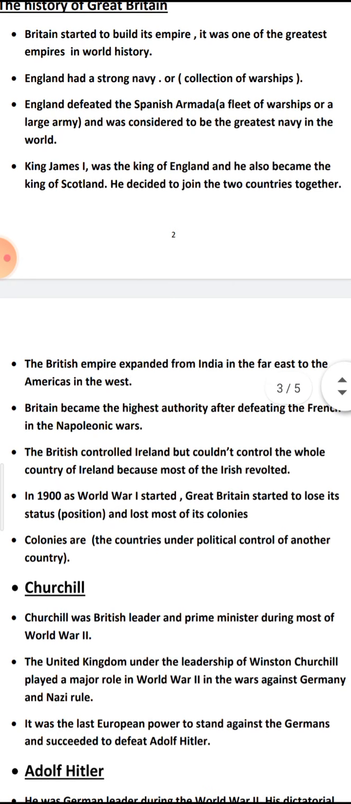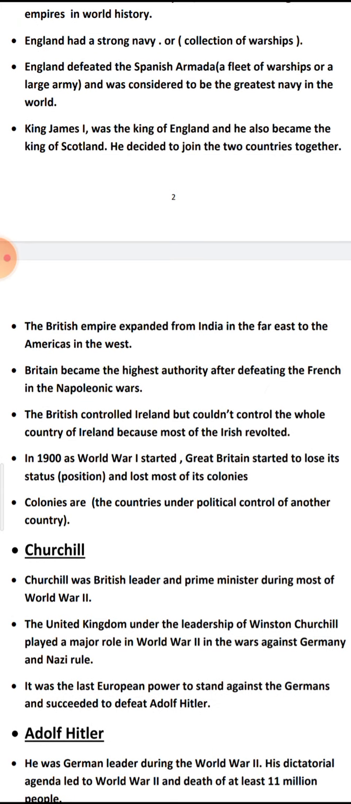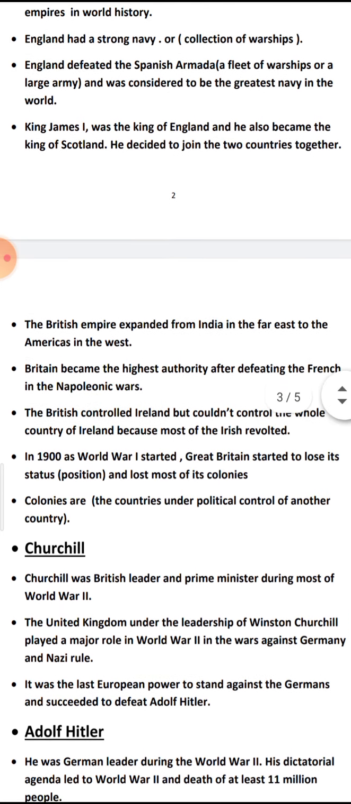And England defeated the Spanish Armada. The Spanish Armada was a very large Spanish army. Its name is Armada. So what is Armada? Armada is a Spanish army, or a fleet of warships. Okay, so England defeated the Spanish Armada, which was considered to be the greatest navy in the world. England defeated what? England defeated the Spanish Armada. True or false? Yes. So, England defeated the greatest navy in the world.